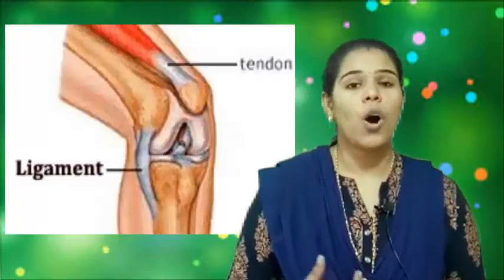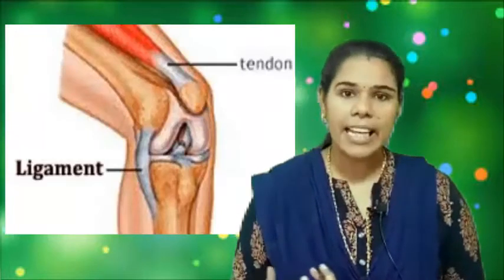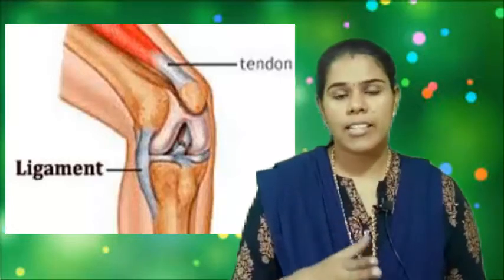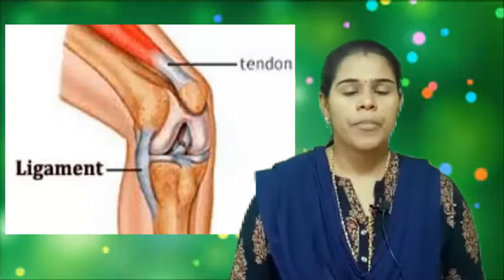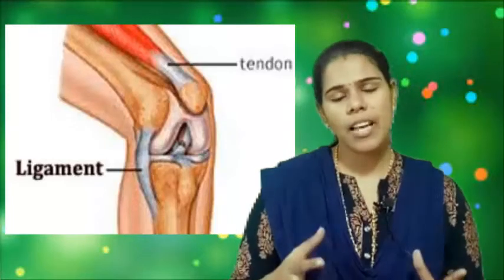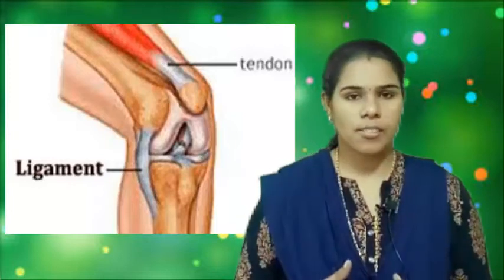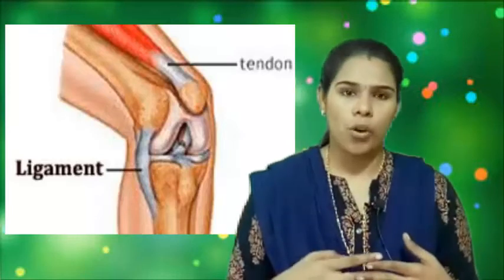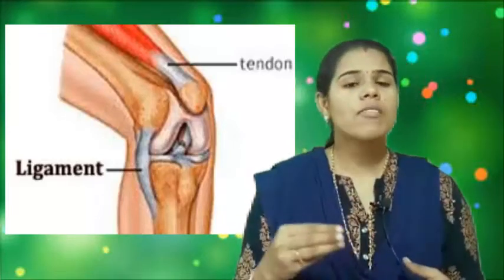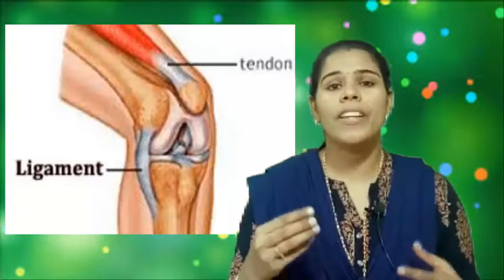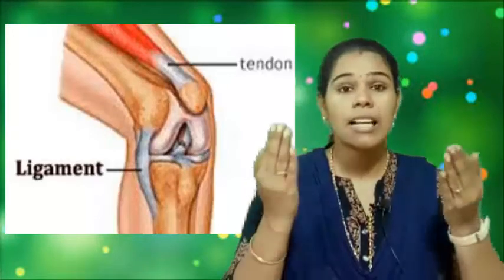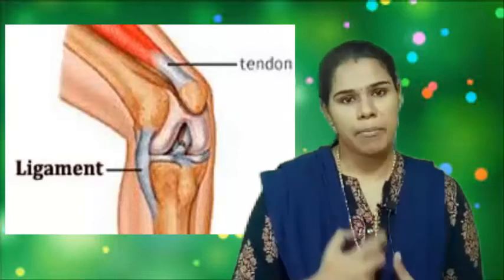Okay, and next we move to the third connective tissue called ligaments. These all three are very important: blood, bone and ligament. So ligament helps to connect two bones. Two bones are connected to each other with the help of ligament connective tissue.